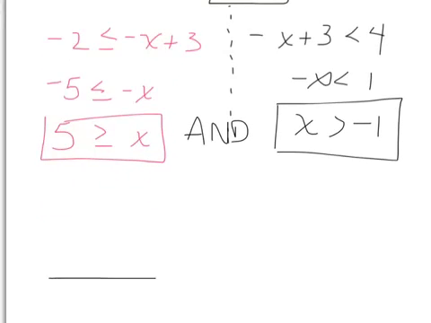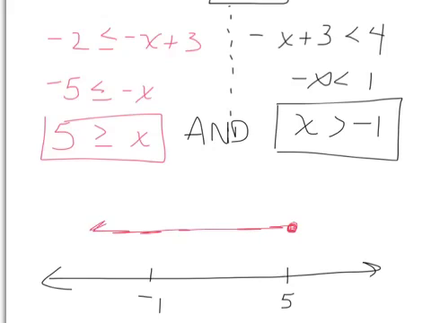On a number line here, we'll start with our 5 and our negative 1. We're told that x is less than or equal to 5. So we start with a closed circle here in red, and we shade to the left everything.